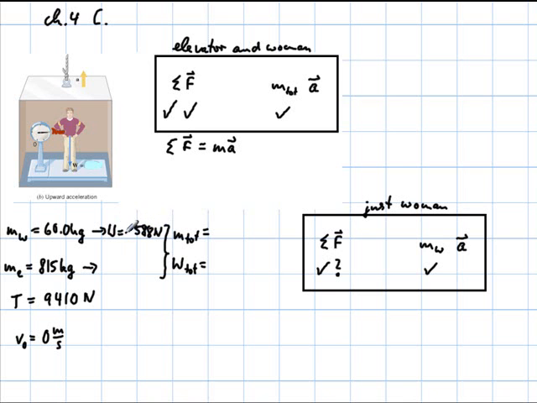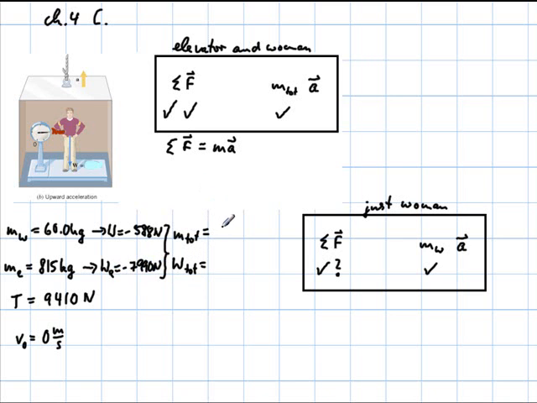and the weight is pointing down, so that's negative, and the weight for the elevator is 7,990 newtons. I didn't leave much space here, and of course that's also negative. This was, by the way, supposed to be an E for elevator.